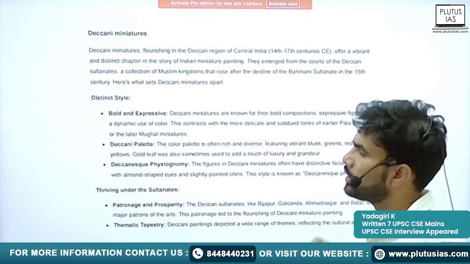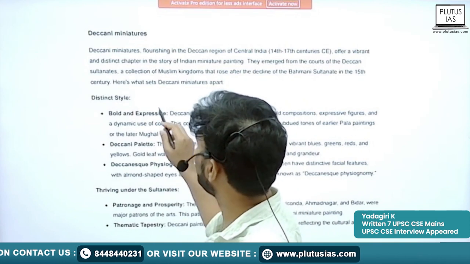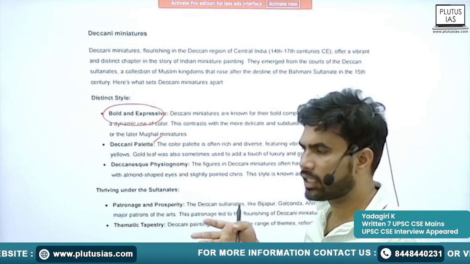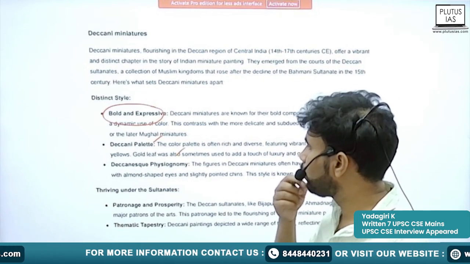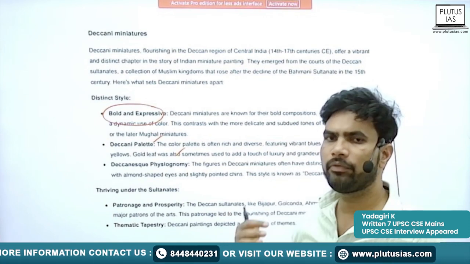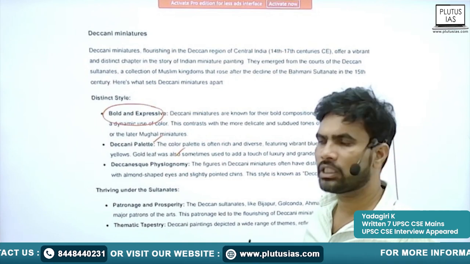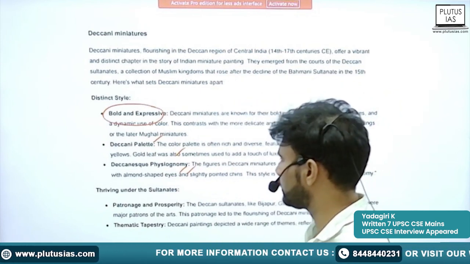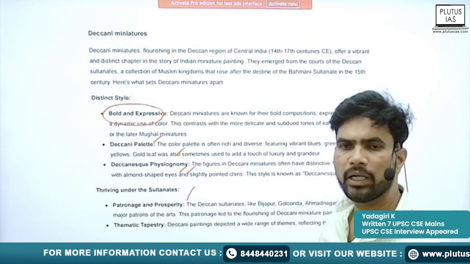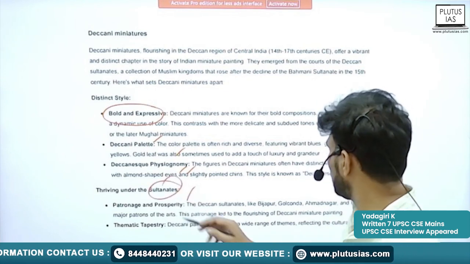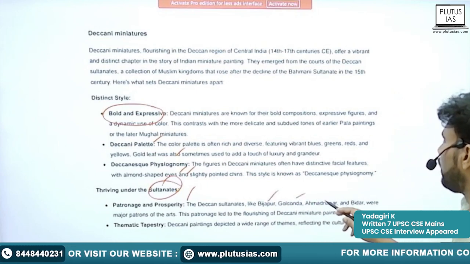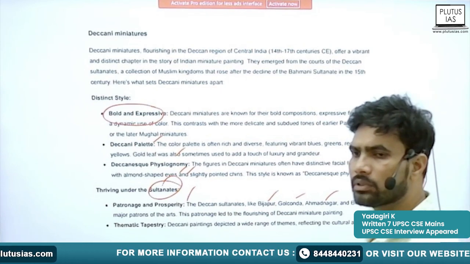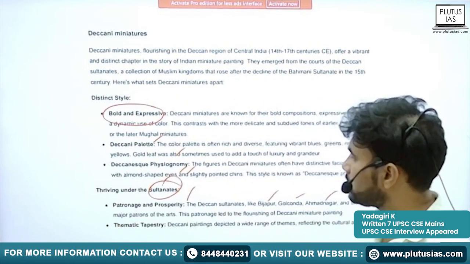And if you see the Deccani miniatures, the painting style is bold and expressive. In the Deccani palette, you will see specialities of Deccani styles. You will see Deccan skew physiognomy. So you will see the physical features depicted in the images, which reflect the Deccani area physique in the portraits, right? These paintings thrived under the sultanates. The Deccan sultanates are Bijapur, Golconda, Ahmednagar, Bidar, and Berar also. So these are the five Bahmani kingdoms. Under them, Deccani art has thrived.